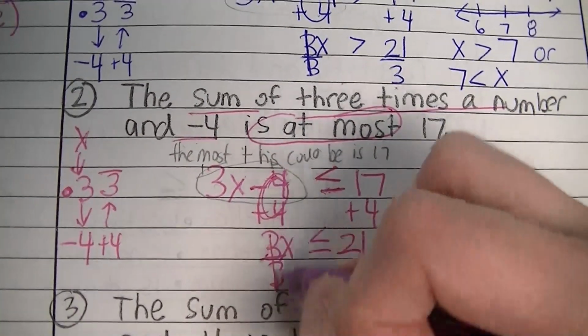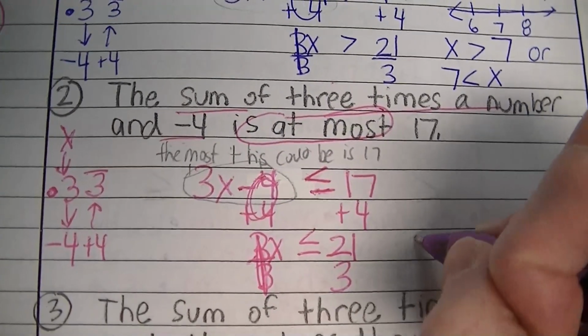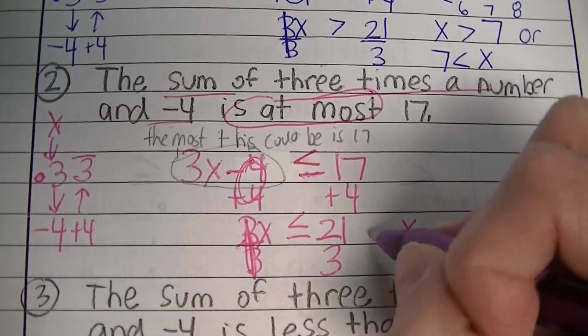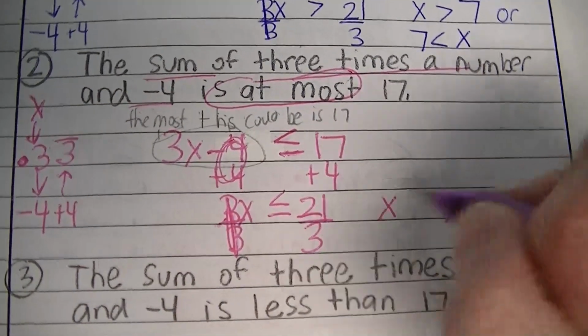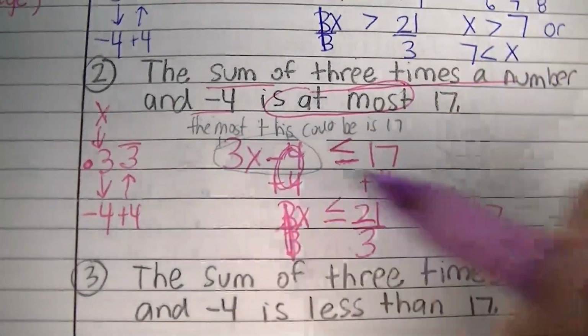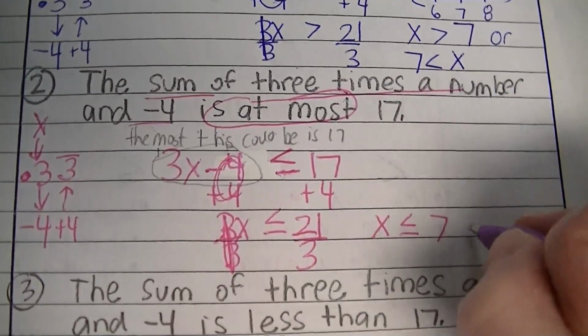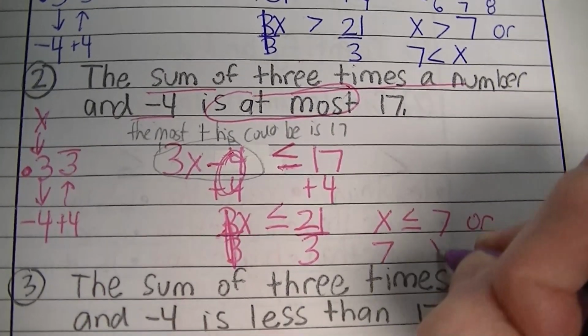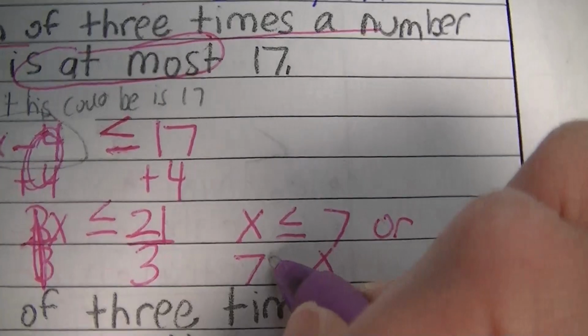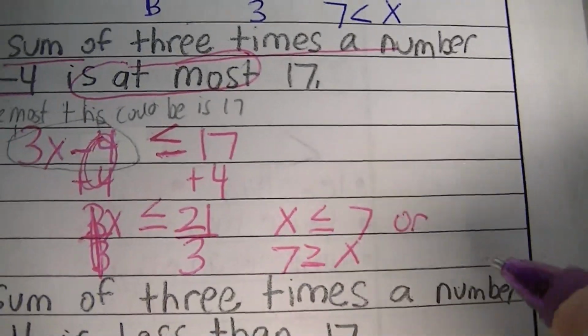Okay, 3 divided by 3 is 1. 1 times x is x, and I have to write it right over here. And 21 divided by 3 is 7. And we're going to keep that same inequality how it is, because we did not multiply or divide by a negative. So that's one way to write it, or you can write that 7 first, that x next. And then notice that the x is smaller than or equal to 7. So that means the 7 is bigger than or equal to x.